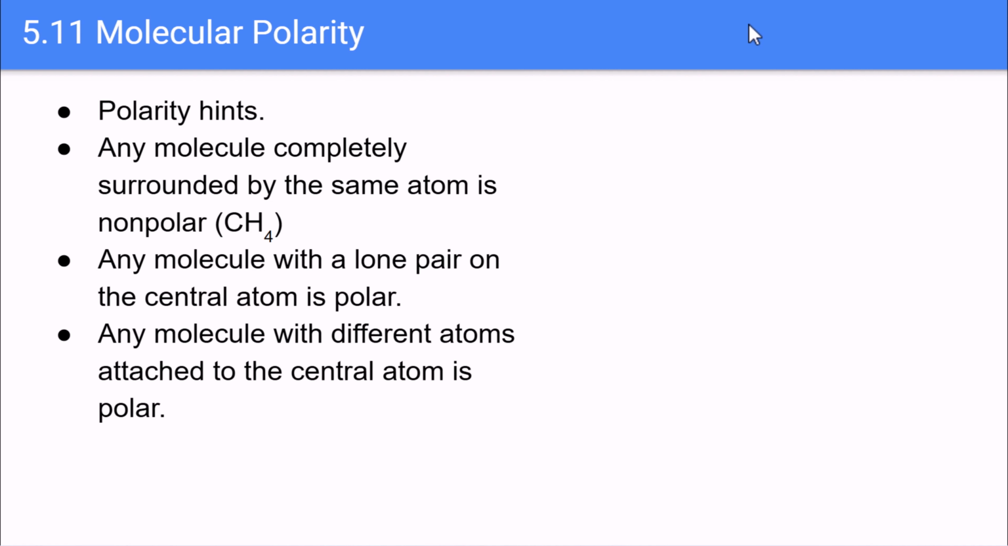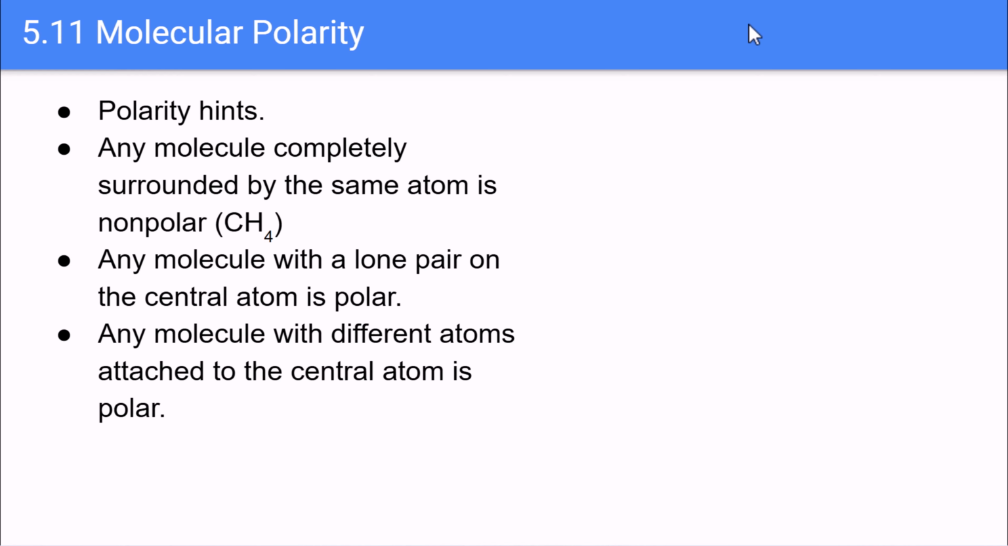I wanted to provide just a couple of other hints in terms of determining the molecular polarity, because sometimes all of these steps can be a little bit difficult, and I like to provide shortcuts. The shortcuts are going to differ depending upon the professor and depending upon the class, but I found that for the most part, these shortcuts tend to make life a whole lot easier for individuals.